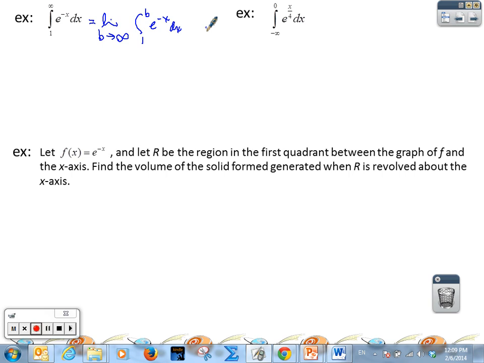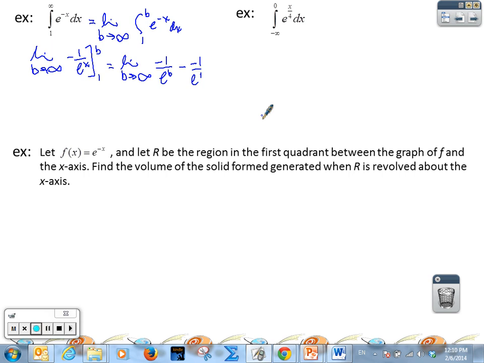And I encourage you, when we have a negative exponent, when you're evaluating, write it as a positive exponent. Then you are less likely to make a mistake, because there are nuances with the exponent that we need to really pay attention to. So the integral of e to the negative x is negative e to the negative x. Limit as b goes to infinity. I'm going to write it as negative 1 over e to the x from 1 to b. Okay? So we evaluate. We get the limit as b goes to infinity of negative 1 over e to the b minus negative 1 over e to the first.